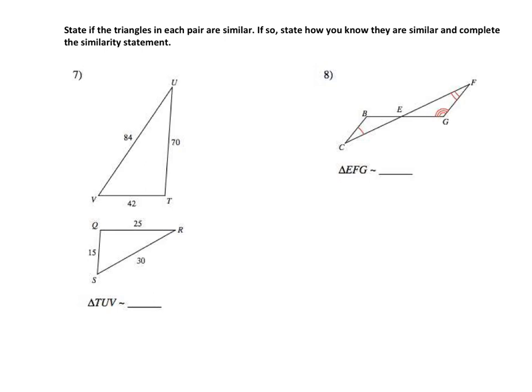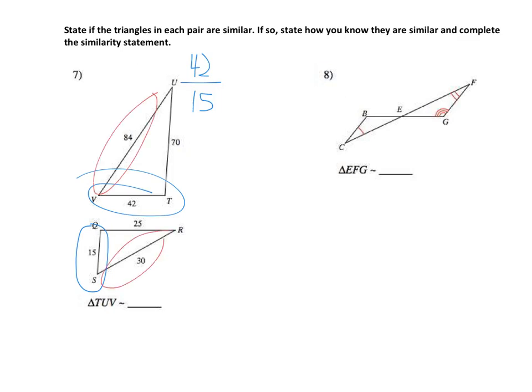So VT is probably going to line up, since that's the shortest one, with QS. Let's put that together in a ratio. I'm going to go from top to bottom, so 42 over 15. And then let's just take the longest one, which would be 84, and that's going to go with 30. So we want to see, is this true? Are these equal? Do these ratios, if we reduce them, are they the same?